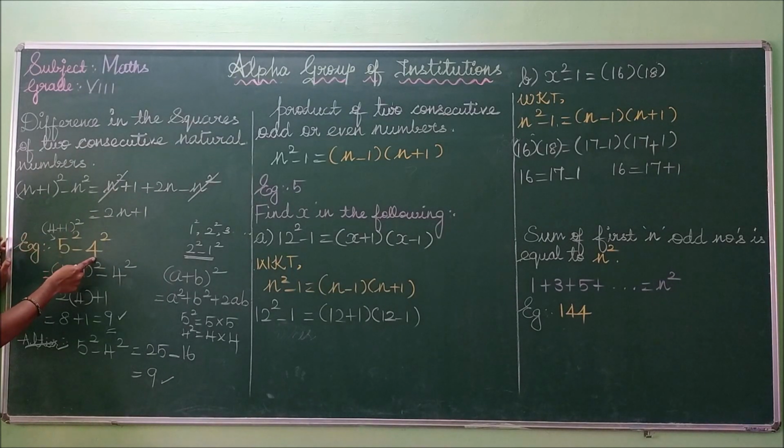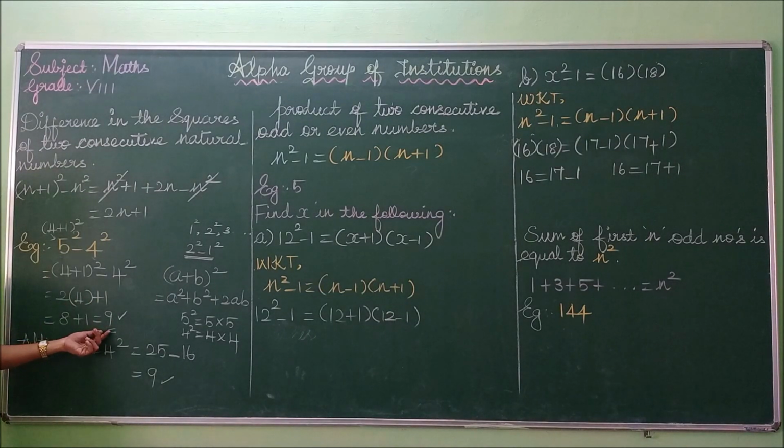So already you know n squared, that is 4. So you have to split and write this 5 squared in the form of n plus 1 whole square. So I am writing 4 plus 1 the whole square minus 4 square. If it is like this, you can use this format: 2 times n plus 1. What is 2 times 4? 8. 8 plus 1 is equal to 9. This is one way to find the answer. And another, the arithmetic method: 5 square minus 4 square. 5 square is 25, 4 squared is 16. Subtracting those values, we get the result as 9. So this is one fact.